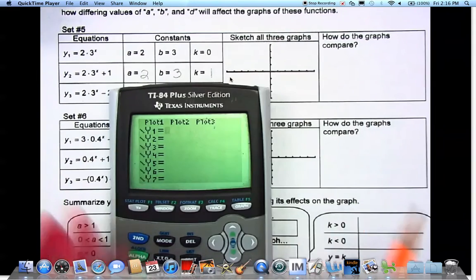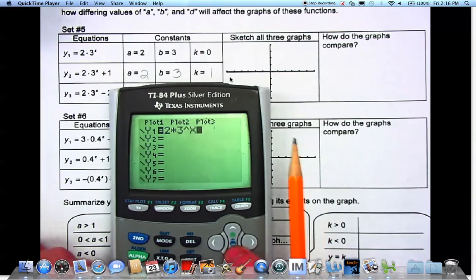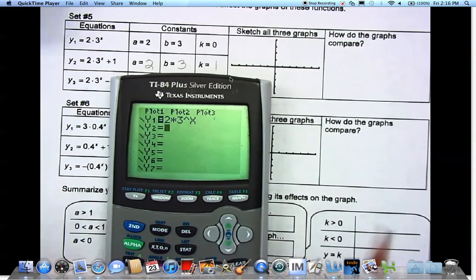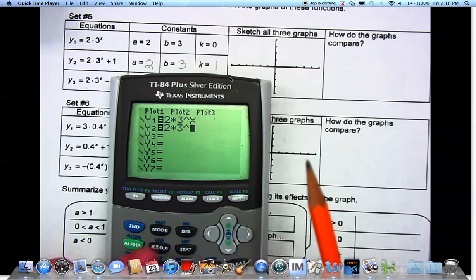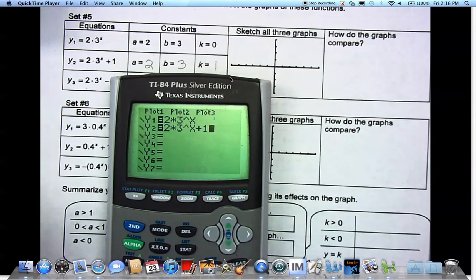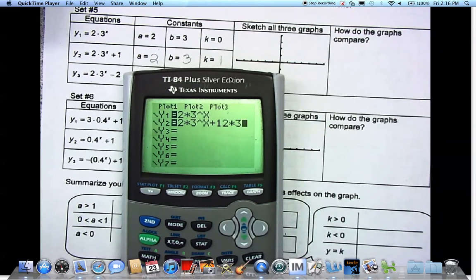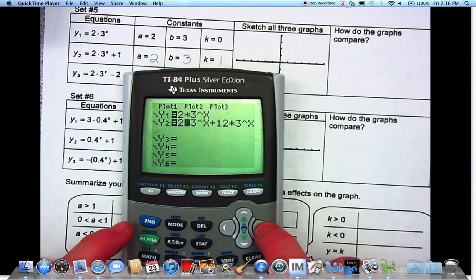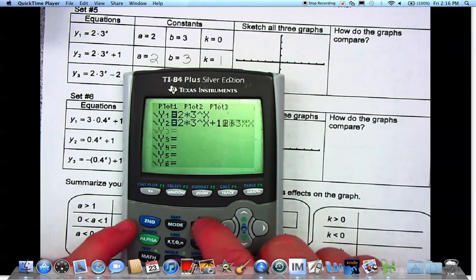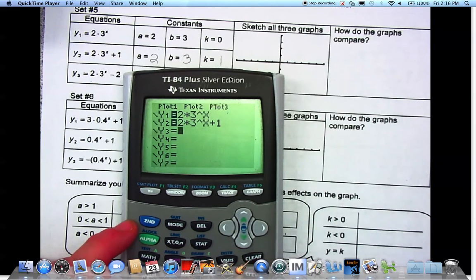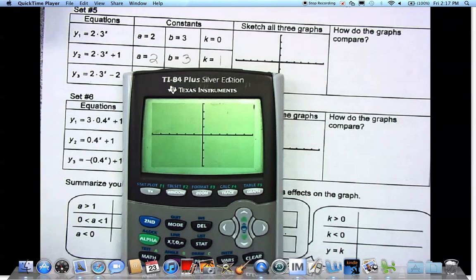Okay, so we'll put 2 times 3 to the x in the first one. You can just use a times button. And then 2 times 3 to the x plus 1. You don't need parentheses or anything. And 2 times 3 to the x minus 2. Okay, let's do that. Interesting, huh?